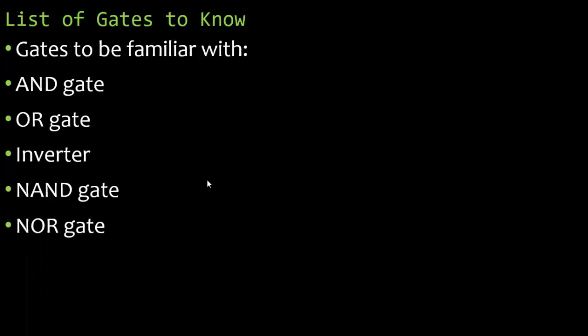You need to be familiar with the NOR gate. And you need to be familiar with the XOR gate. So we're going to go ahead and go over the rest of these so you can get a firm basic understanding, so we can move on to the advanced truth tables and advanced logic circuits.